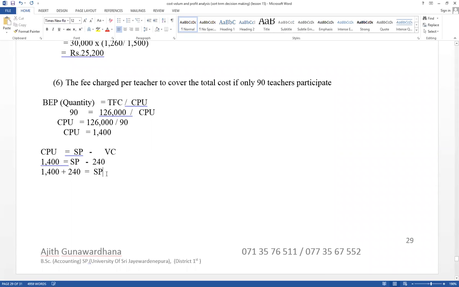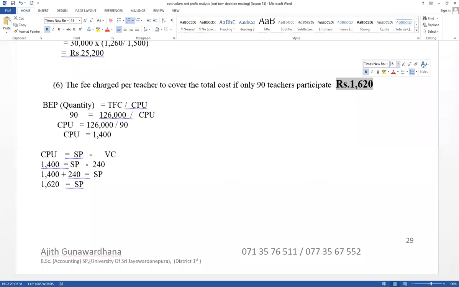Then take the answer. Therefore, here 1,620. That is the minimum fee charged per teacher to cover the total cost if only 90 teachers participate. Therefore, this is the fee. The answer is rupees 1,620. Think, now it cannot be charged 1,500. Therefore, this is the answer for the 2019 paper.